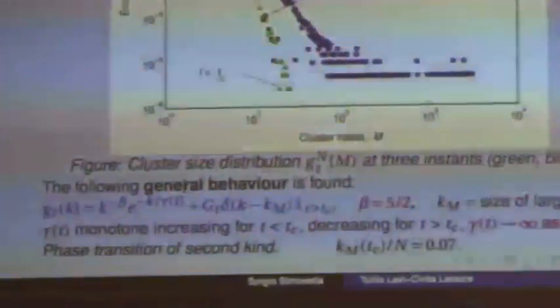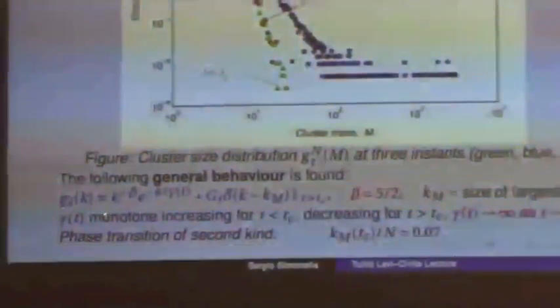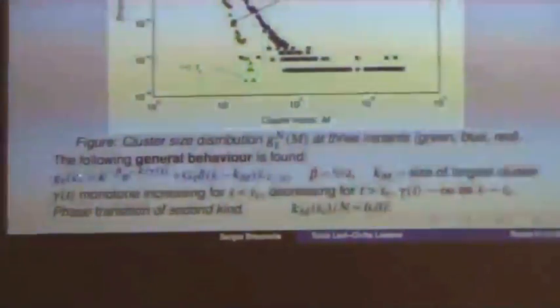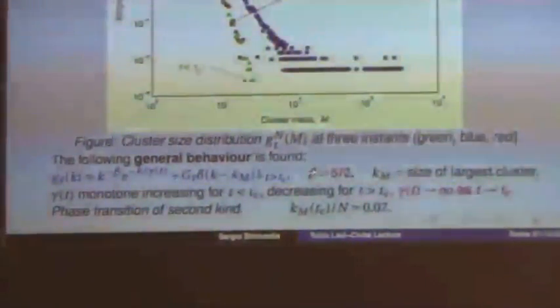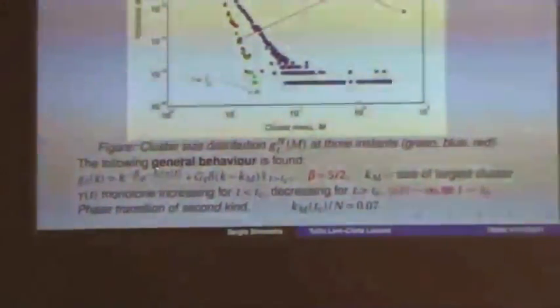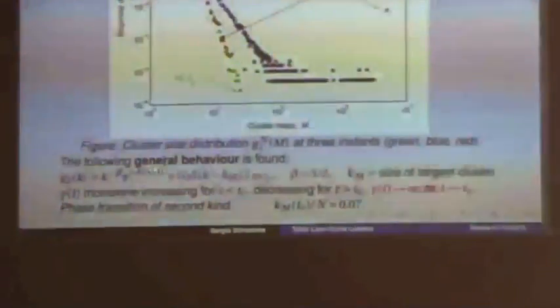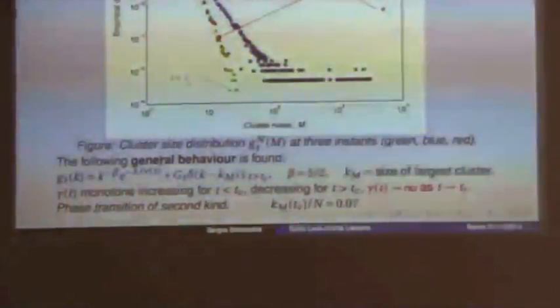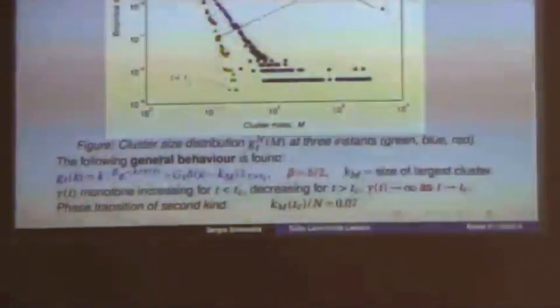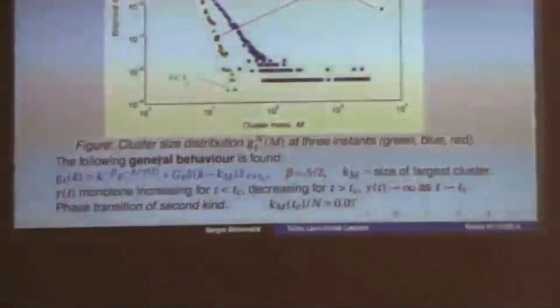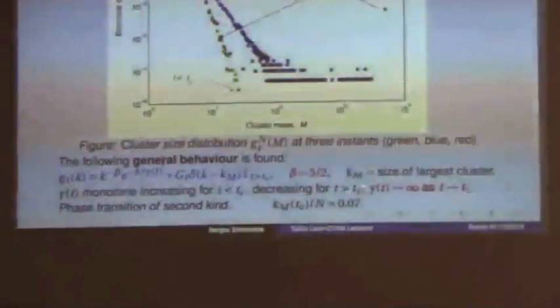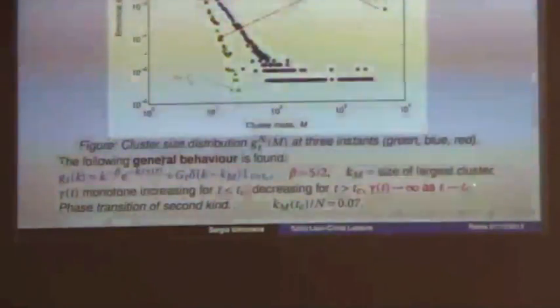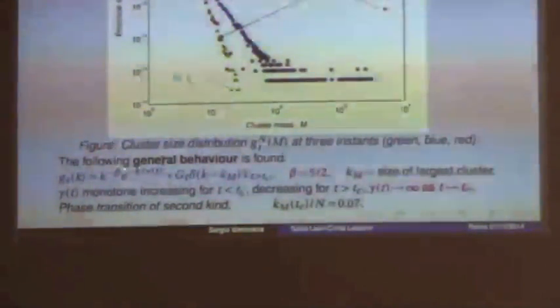So the general behavior, which has been found for all the models studied by this group, is this one here: the distribution of the size k is k to the minus beta, beta equal to 5 over 2, times e to the minus k over a function gamma. And this function gamma is monotone increasing for times smaller than the critical time, decreasing for times larger than the critical time, and it diverges at the critical time. So at the critical time, and only at the critical time, you have the pure power law.